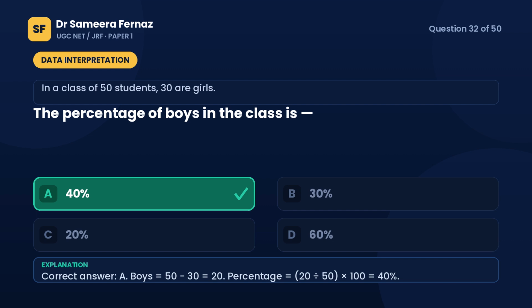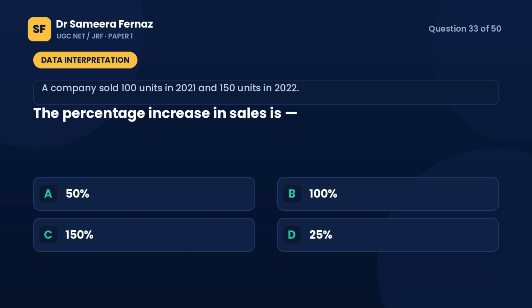Question number 31. Data interpretation. 4 subjects, 80, 90, 70 and 60. What is the average? So the answer is option A, 75. Add them to get 300, then divide by 4.